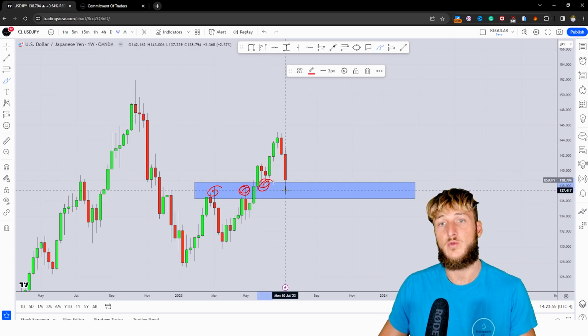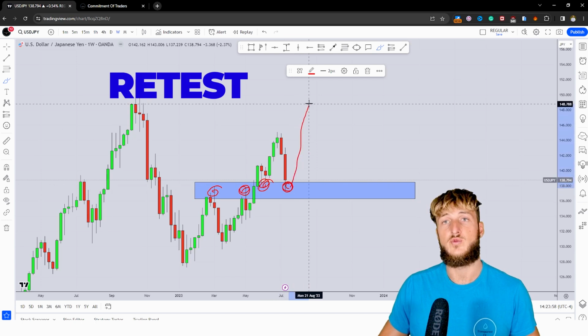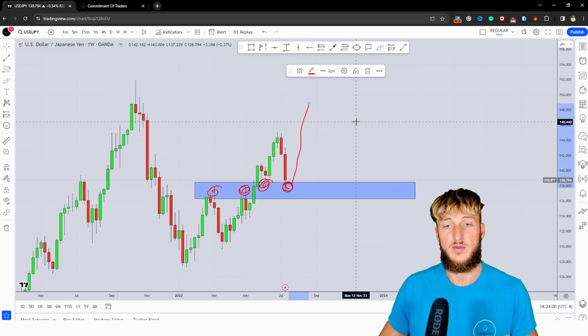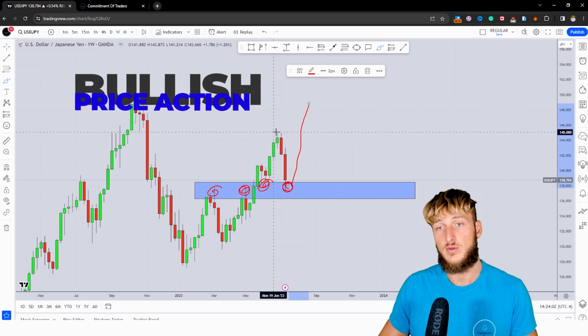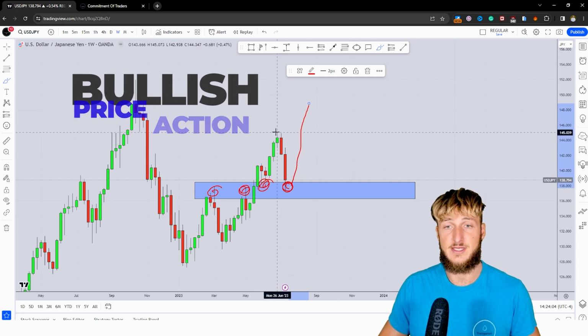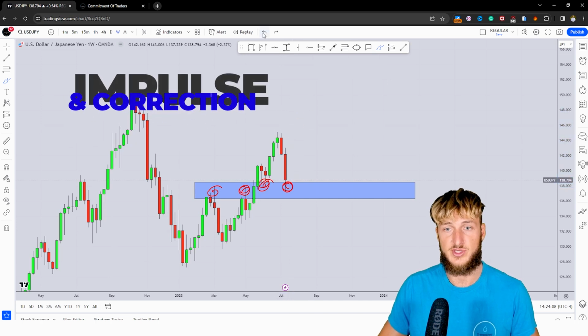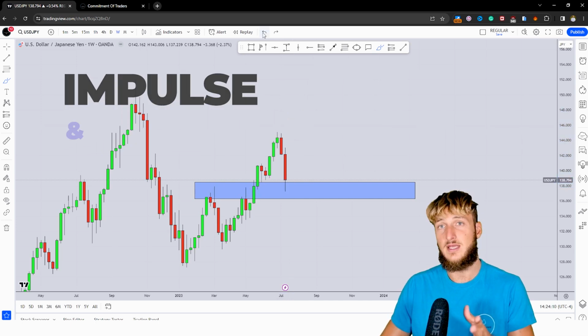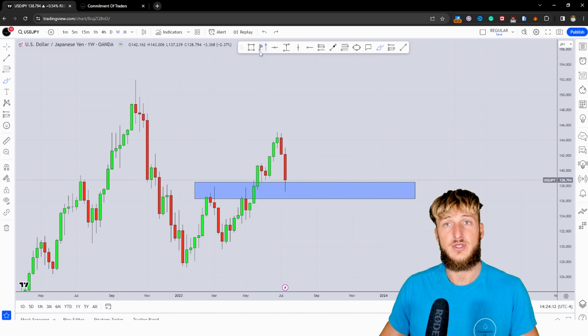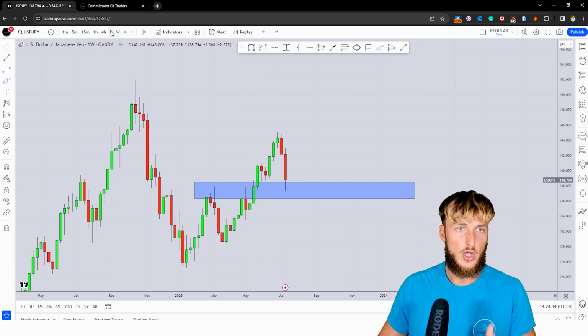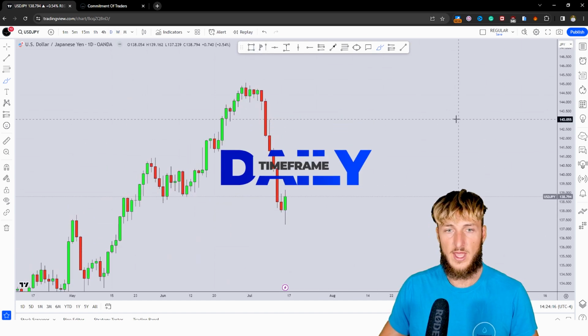Currently, we're getting a retest of this level from which we could expect the market to potentially push to the upside, also potentially breaking above this high, essentially completing that monthly impulse, correction and impulse pattern to the upside. So monthly and weekly, at the moment, both seem quite bullish. Going down to the daily time frame, what do we have?